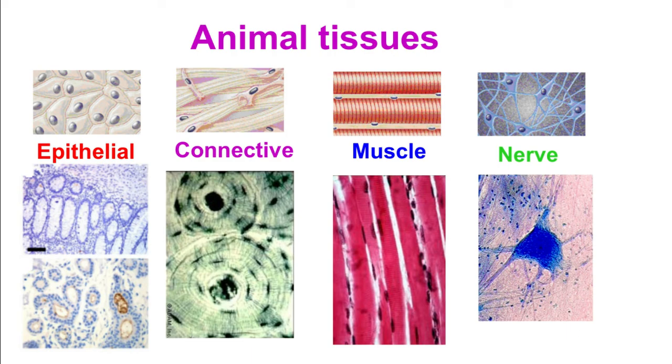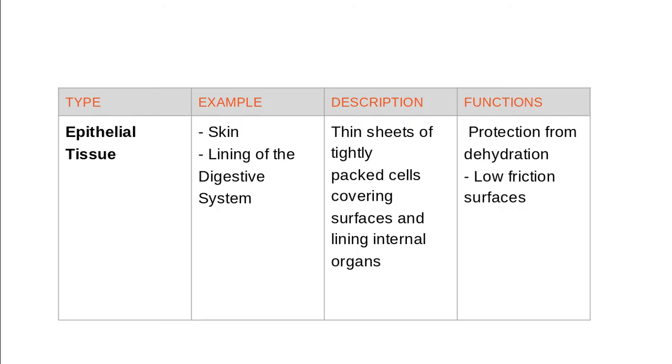So let's start off with epithelial tissue. An example of epithelial tissue is our skin. And again, epithelial tissue lines the digestive system as well. They're always thin sheets of tightly packed cells covering surfaces and lining all of our internal organs. The function of epithelial tissue is to protect from dehydration and to give a low friction so that things are able to move around. Okay, so epithelial tissue, quite important.